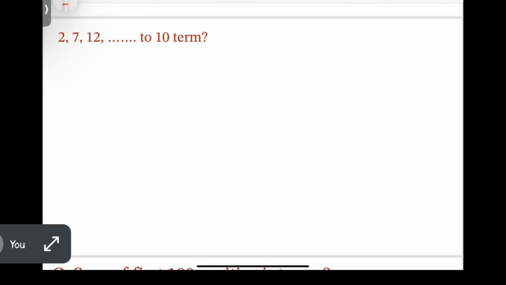Now let's find the sum of terms. Till now we were talking about the nth term. Now let's find the sum of n terms. We call it the sum of n terms, which means there is a formula for this one. I'll just give you the formula.